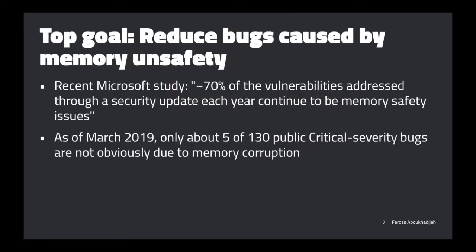These are some stats about this type of memory unsafety bug. It's actually the main type of vulnerability that we still see today. A recent Microsoft study showed that 70% of the vulnerabilities they addressed through a security update each year were memory safety issues. And this is a Chrome stat: out of all of the bugs they've ever had in Chrome that were critical severity, they've had 130 of those, and only 5 of them had nothing to do with memory corruption. So this is the primary way that you attack a browser today, basically.